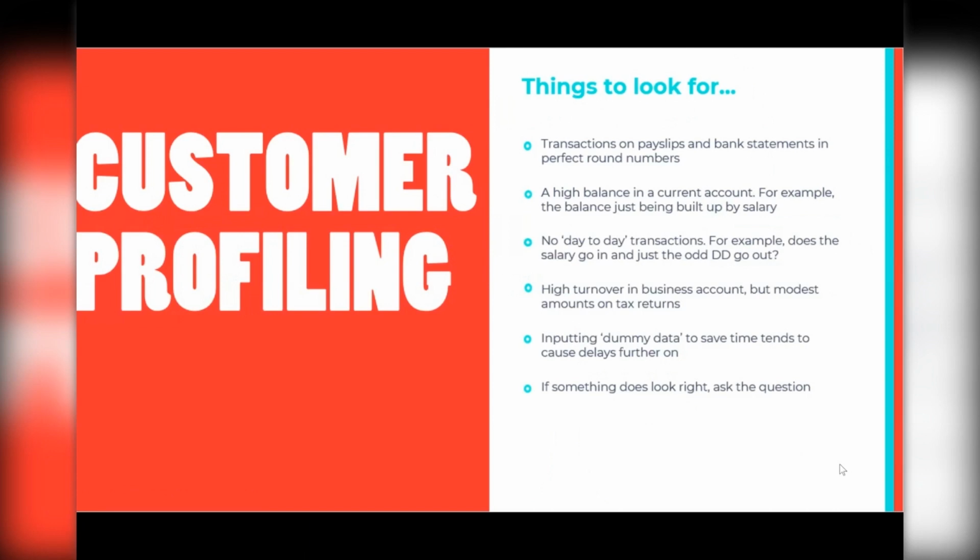Always have a look at things like high balances in current accounts. So just check that that's matching up to the salary that's being paid. So somebody, for example, that was earning £25,000 having £70,000-£80,000 in their bank balance. Just have a look through whether or not that makes sense. Look out for things like no day-to-day transactions on the bank accounts as well. So if you had a customer who was being paid on a monthly basis and there was nothing else coming in and nothing else going out, maybe just the odd direct debit.